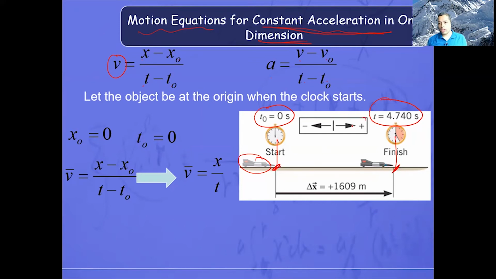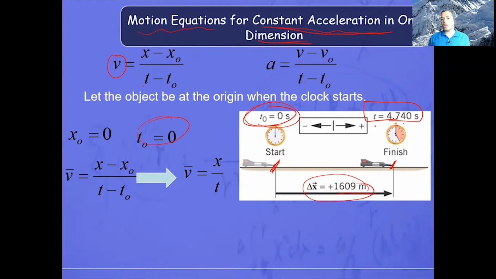Okay, meaning this object is moving from here to here. So it's a positive direction, right? Remember, this is positive and this guy is negative. But our object is moving towards the positive. So from here to here is positive direction. So time taken is 4.740 second, because the initial time is 0. Then what is the total distance traveled during that time? Total distance traveled is 1,609 meter, meaning it goes from here to here, and the distance is 1,609 meter, and time taken is 4.74 second.